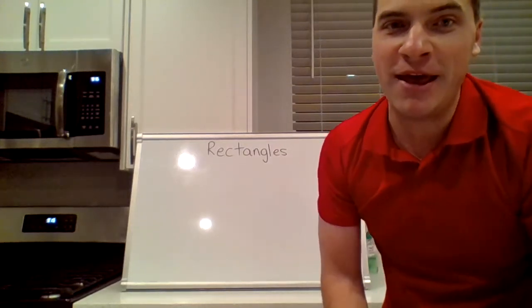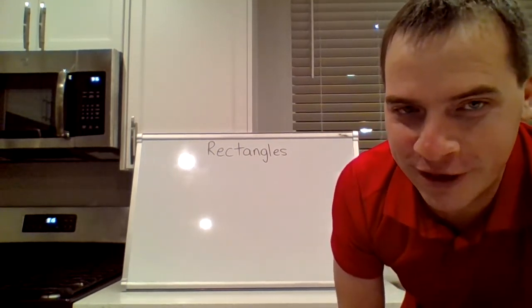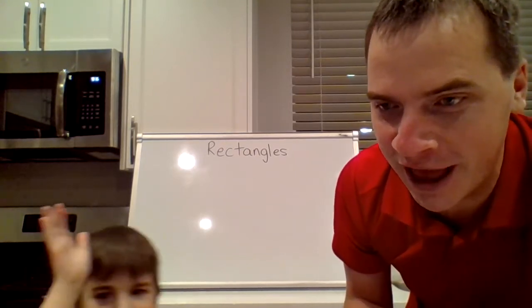For 7th grade math, we're going to do a little bit of review, but back to what we were doing before all this craziness happened. We're going to go back to geometry for area and perimeter.